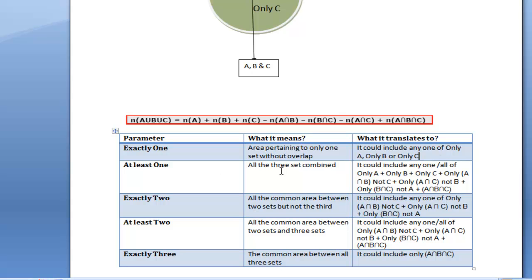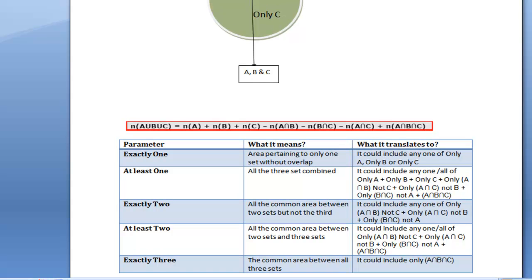At least one is a slightly different thing, which is all the three sets combined together. So in a way, I can say that A union B union C is at least one. I have taken all one cases, two cases as well as three, which means people taking one examination only, people taking two examinations only, and people taking all the three examinations. You put them together, that will be at least one. This simply means at least one is a combination of 1 plus 2 plus 3, because at least one covers all the three areas.